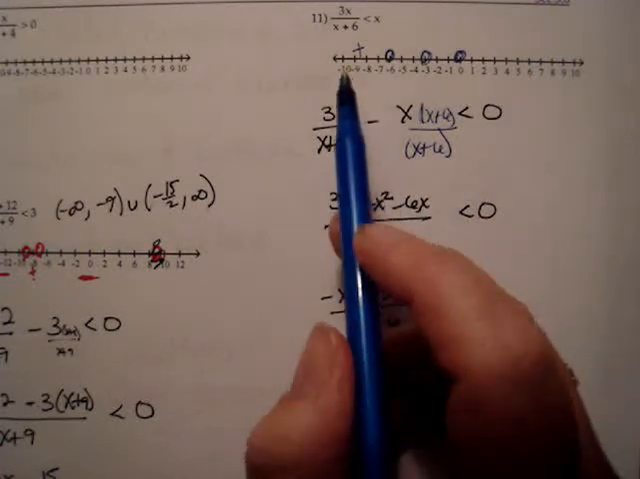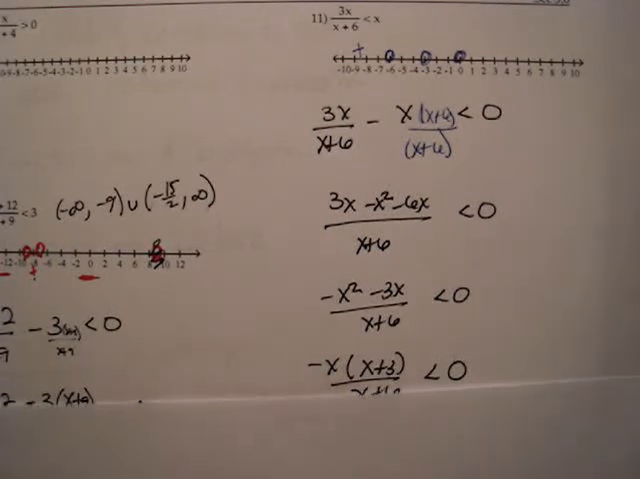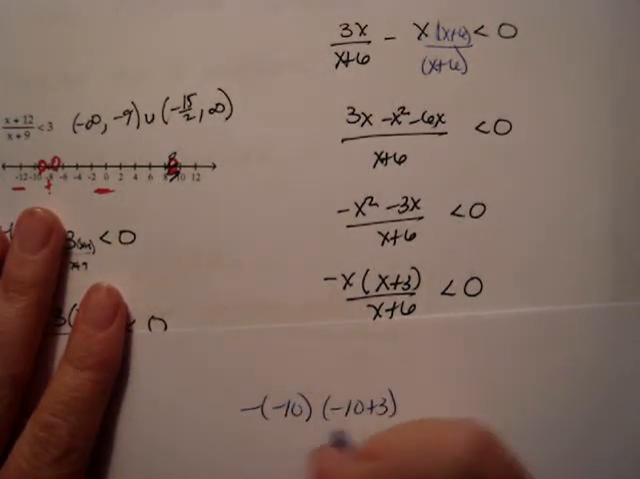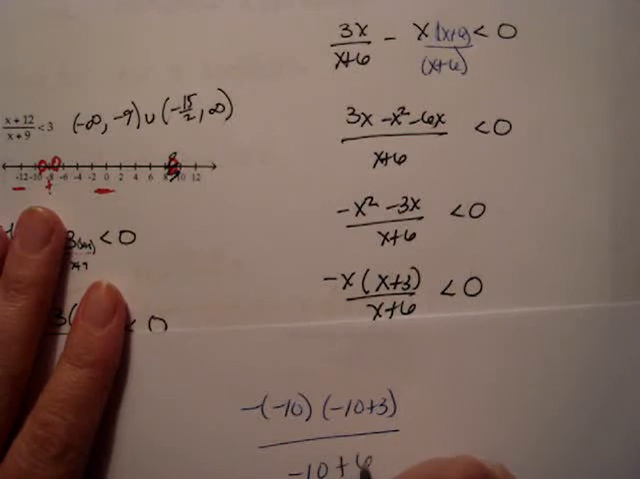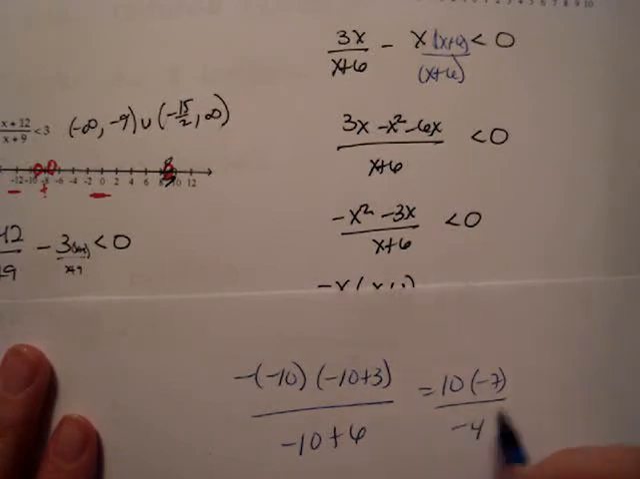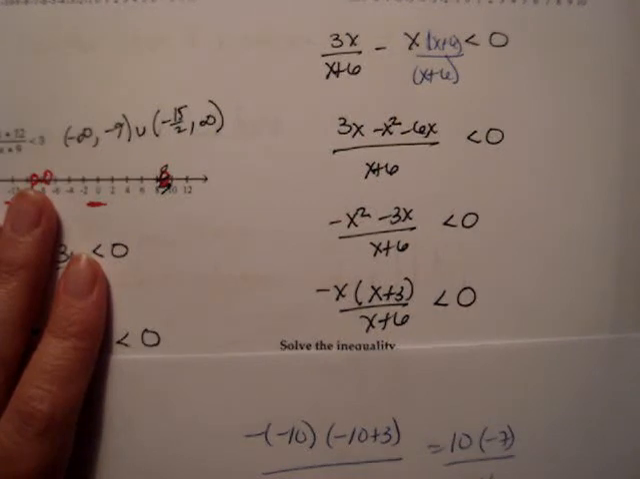Let's do this again. If I pick -10 as a test point and I put it in here, when in doubt, get out your scratch paper, I will get -10, -10 plus 3, -10 plus 6. Okay, so that is 10 times -7 over -4. That's positive. I did that. Okay, and then if I pick -5, -5 plus 3 over -5 plus 6, positive, negative, positive.